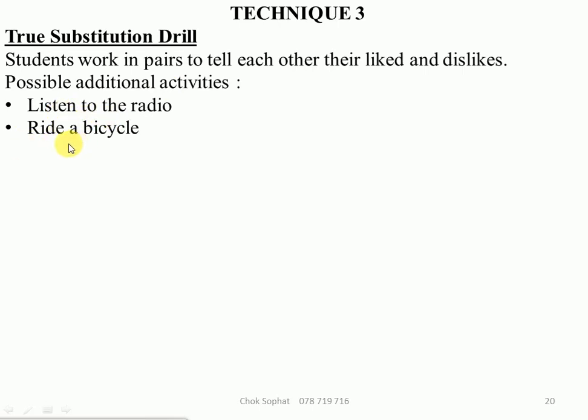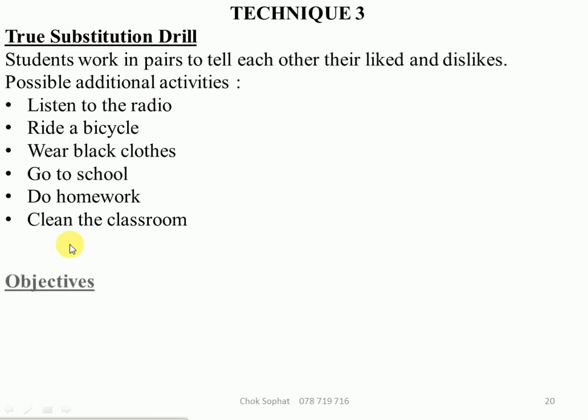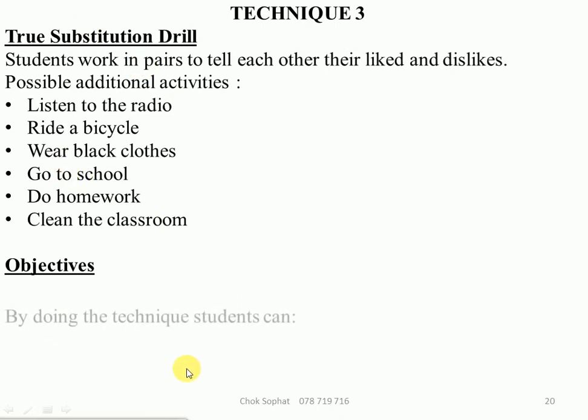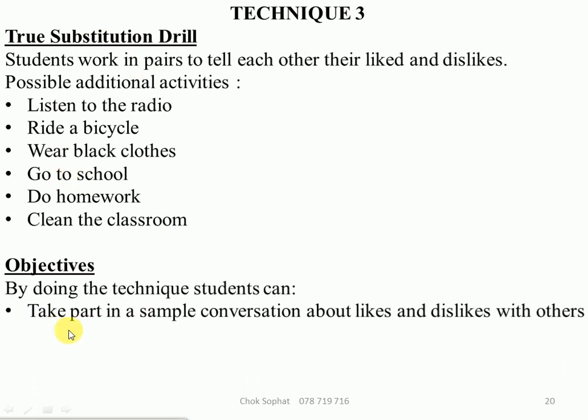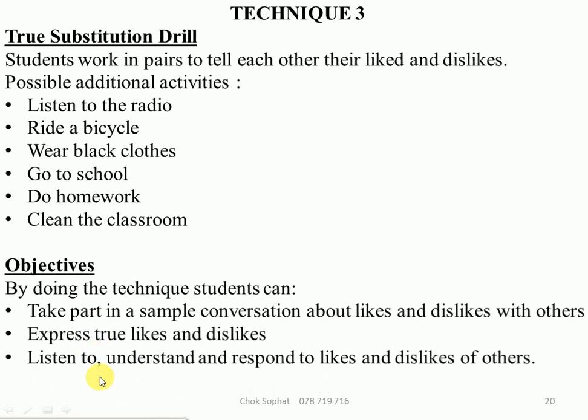For example, like the bicycle. Some students can say I like listening to it, or I dislike listening to it, or something like that. Okay, an objective. What do we want our students to achieve by doing this technique? We want our students to take part in an example conversation about likes. Right? This is the product objective, the sub-objective in the lesson.